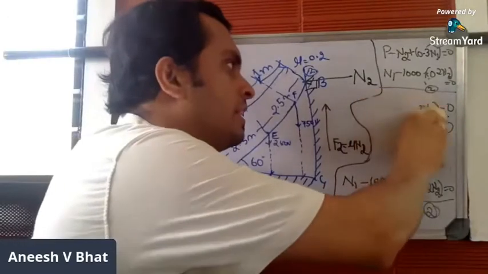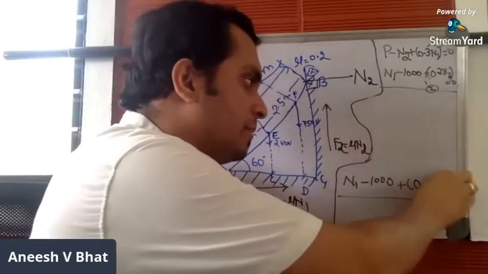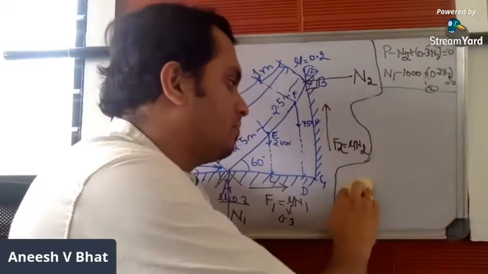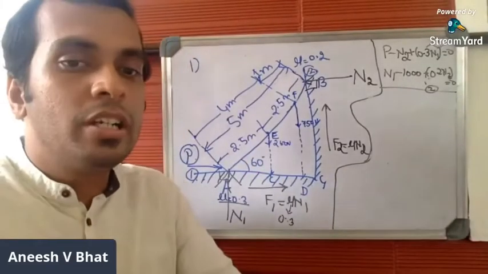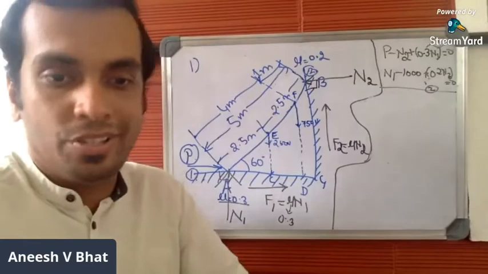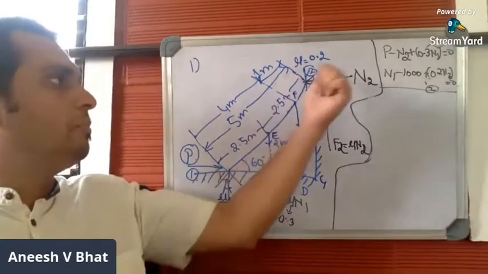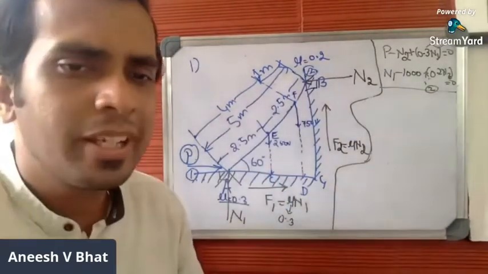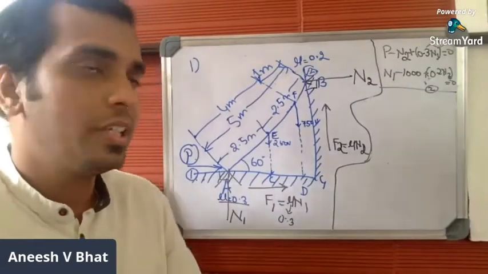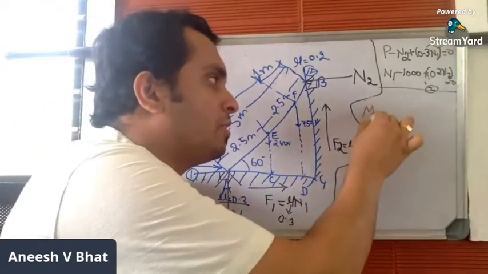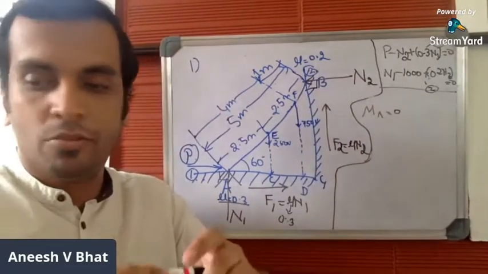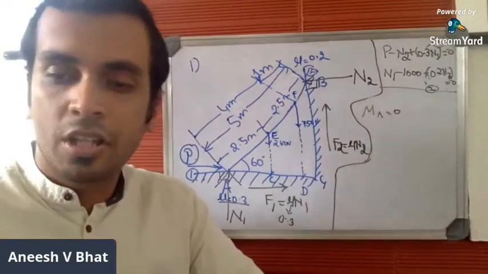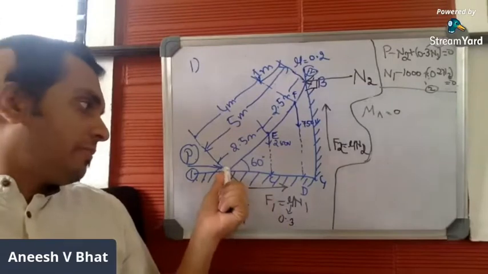Now, let me apply the third condition of equilibrium. Because it is a non-concurrent force system, you have to apply the third condition of equilibrium as well. The third condition of equilibrium is that moment about either A or B should be equal to 0. Let me consider A here. So moment about A is equal to 0. A is this particular point.